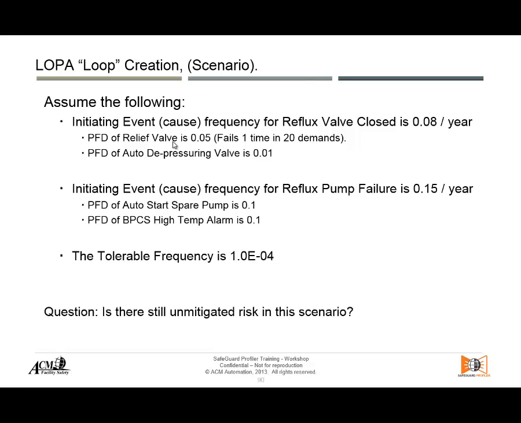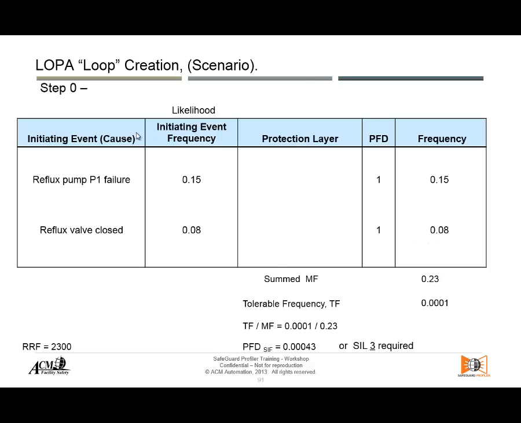So question: is there still unmitigated risk in this scenario? After we have our initiating events, and they have a certain frequency, if I don't do anything, the frequency is too high with respect to what I can tolerate. So I put in safeguards. I have this auto start pump, and I have the high alarm, I have the auto depressurizing valve, I have the relief valve, and all those lowered my risk of having that accident, or the likelihood of that unwanted event happening, right? Or of that unwanted event developing and becoming the consequence, the loss of life that I don't want.